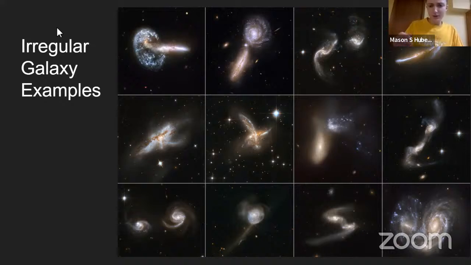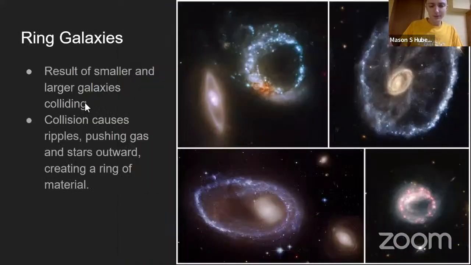Some of the most interesting ones, if you want to flip to the next slide, Derek, are these ring galaxies. So we have these smaller and larger galaxies colliding. And basically, as they're colliding, as you'd expect, there's sort of a shock wave, and so ripples appear throughout the galaxies. This pushes all the gases and the stars and the dust outwards. It makes these very interesting rings of material. This is a hotbed of star formation, as you have all this material concentrated in single locations.